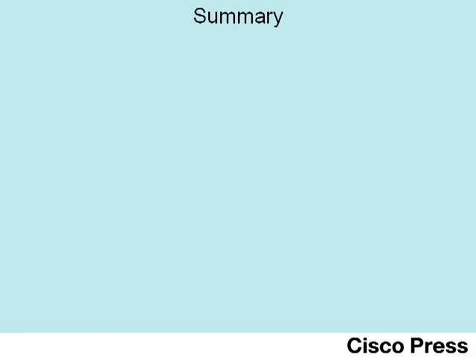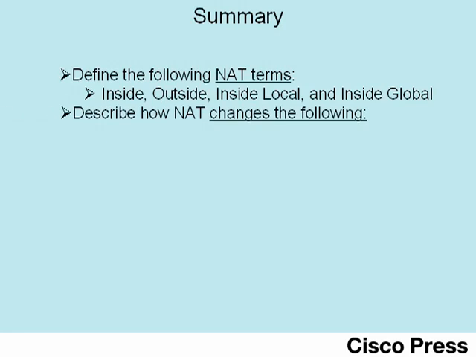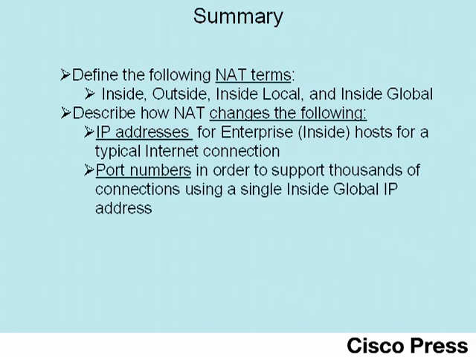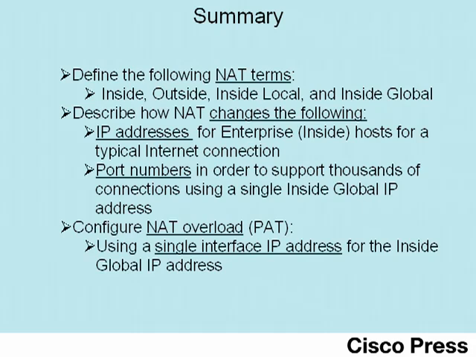In this lab, we've defined several NAT terms including inside, outside, as well as inside local and inside global IP addresses. We've also shown you how NAT changes both IP addresses as packets flow from the inside to the outside parts of the network, as well as port numbers as need be in order to multiplex lots of different connections over a single globally routable IP address. We've also looked at the configuration for NAT overload, in particular the configuration that uses a single interface IP address as the inside global address.